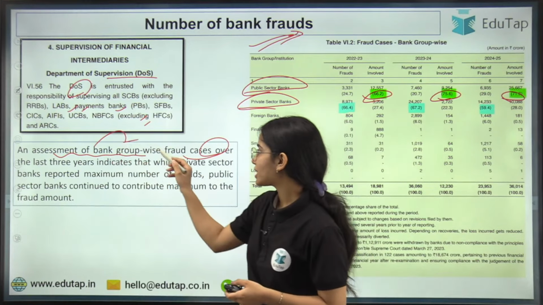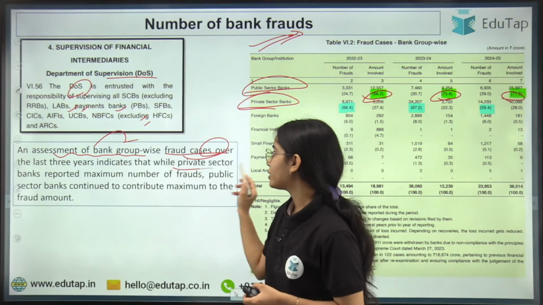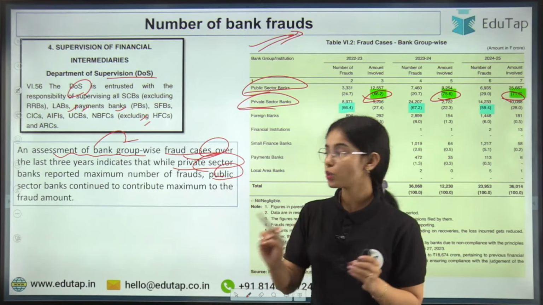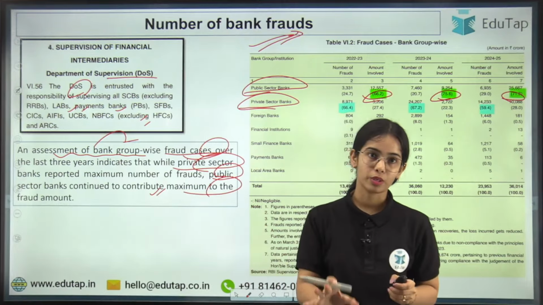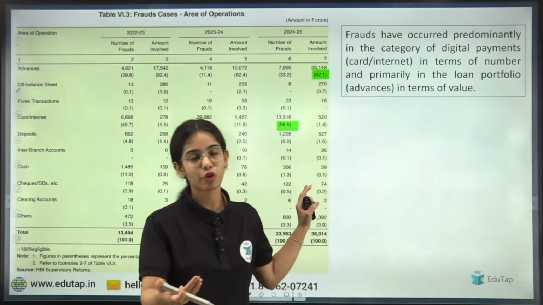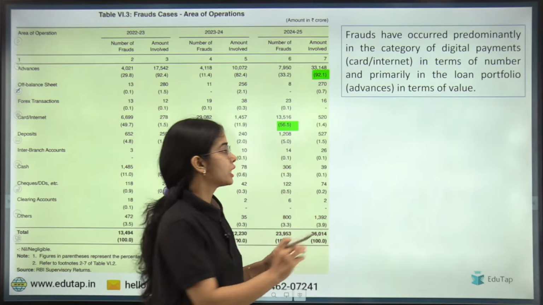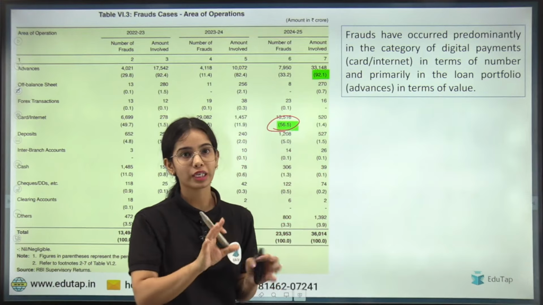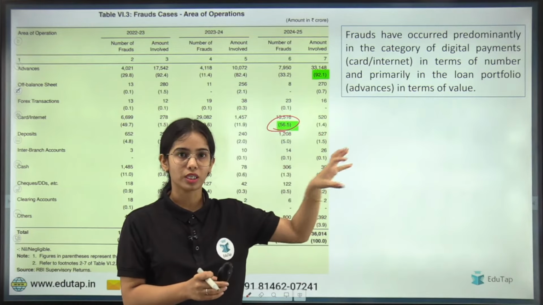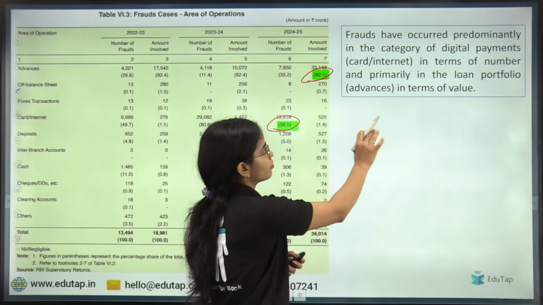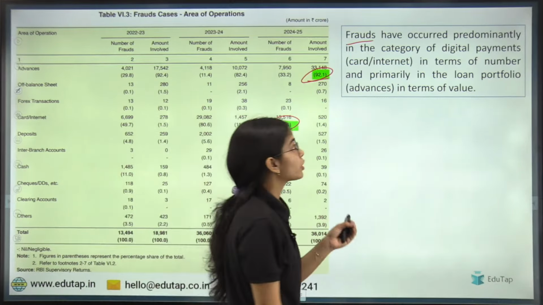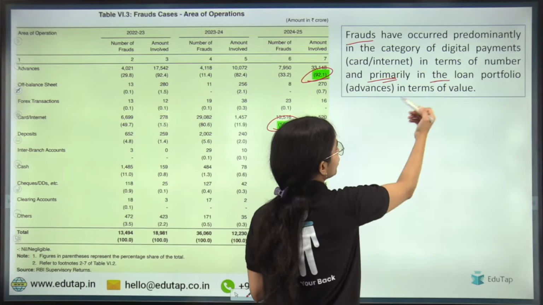An assessment of bank group wise fraud cases over the last 3 years indicates that while private sector banks have reported the maximum number of frauds, the public sector banks have continued to contribute the maximum to the fraud amount. As for the category in which frauds are maximum, frauds have predominantly occurred in the category of digital payments, card or internet. The number of frauds is highest in card and internet, but the amount of fraud is highest in the category of loan portfolio. So frauds have occurred predominantly in digital payments in terms of number of frauds, and primarily in the loan portfolio in terms of value.